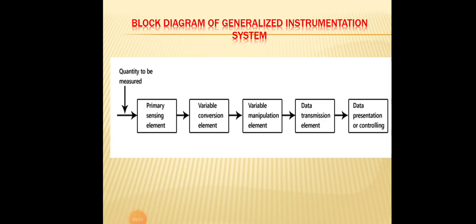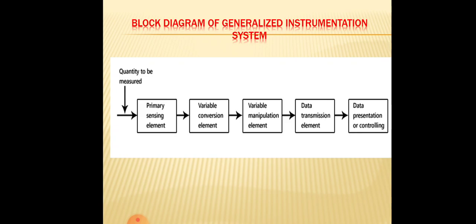Okay, so the basic blocks of this generalized instrumentation system are: first, the primary sensing element; second, the variable conversion element; third, the variable manipulation element; then the data transmission element; and fourth, data presentation or controlling. From this flow we can see the quantity to be measured is given to the primary sensing element. What does the primary sensing element do? It senses the quantity. If it is a weight, it will sense the weight of that instrument. Then accordingly it will pass the information to the variable conversion element.